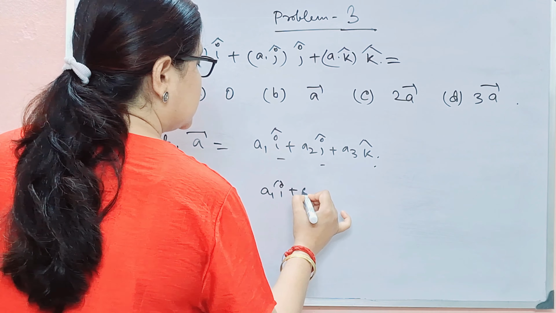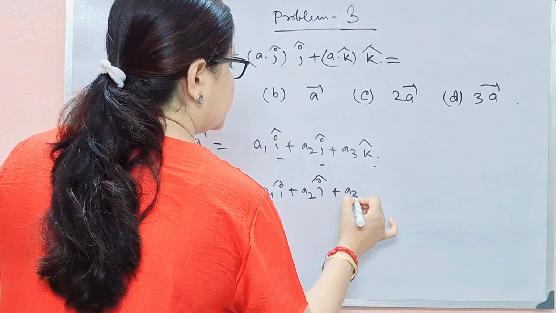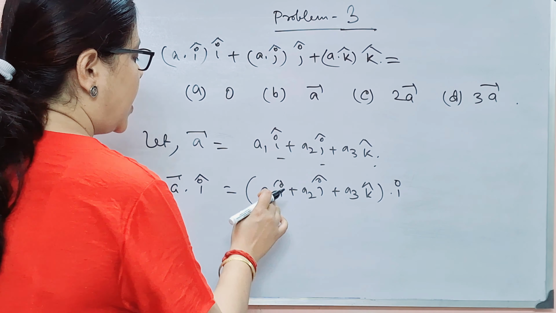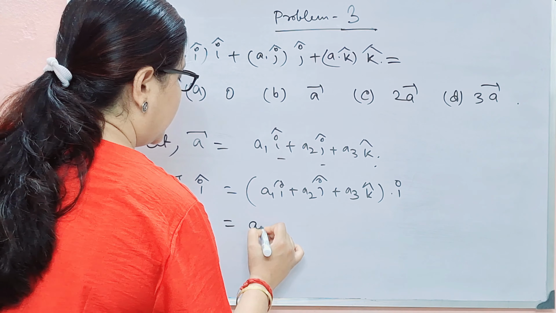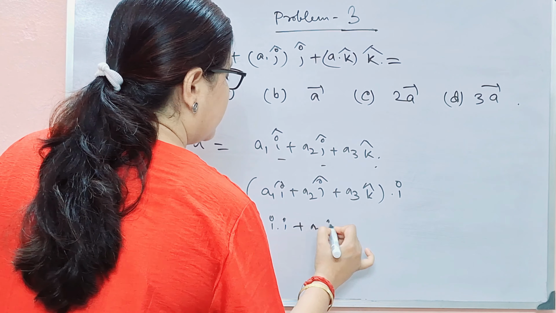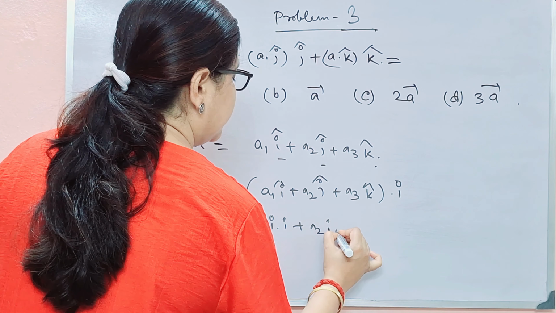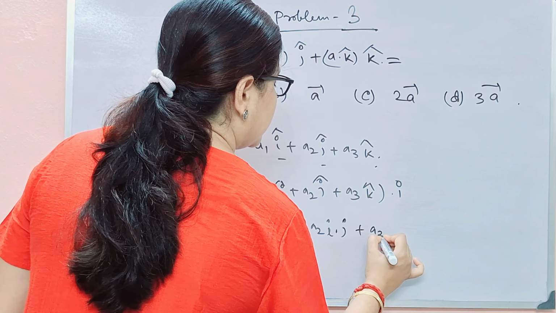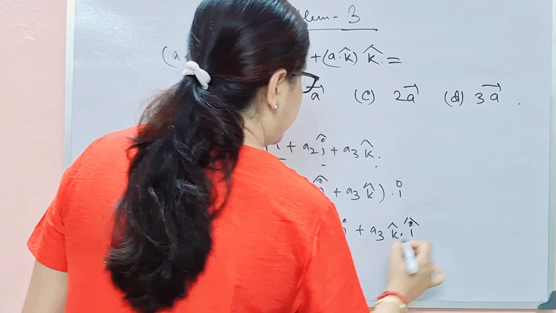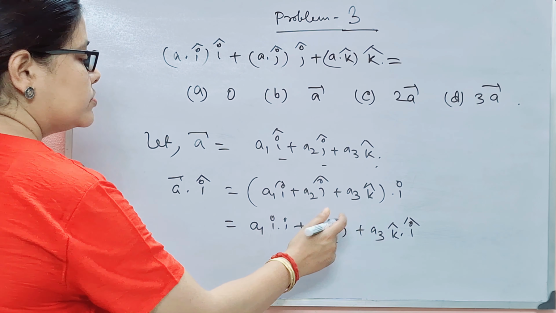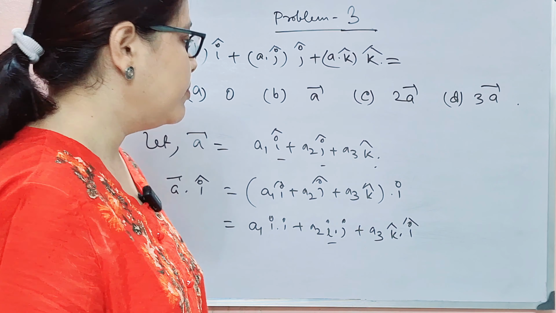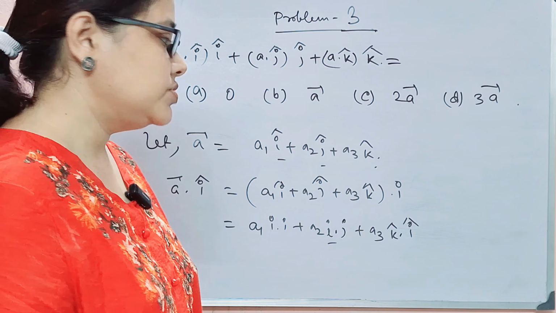So A dot i means (a1 i plus a2 j plus a3 k) dot i. Now this means a1 i dot i plus a2 j dot i plus a3 k dot i. Here I have written i dot j, but you can also write j dot i, because scalar product is commutative in nature. So i dot j equals j dot i.